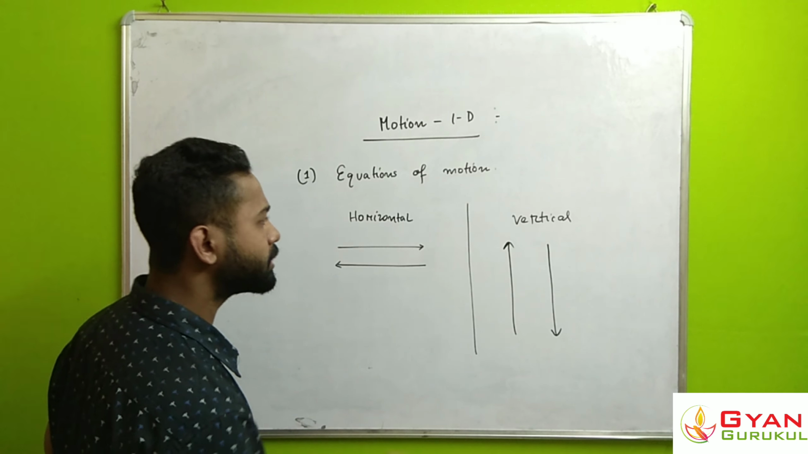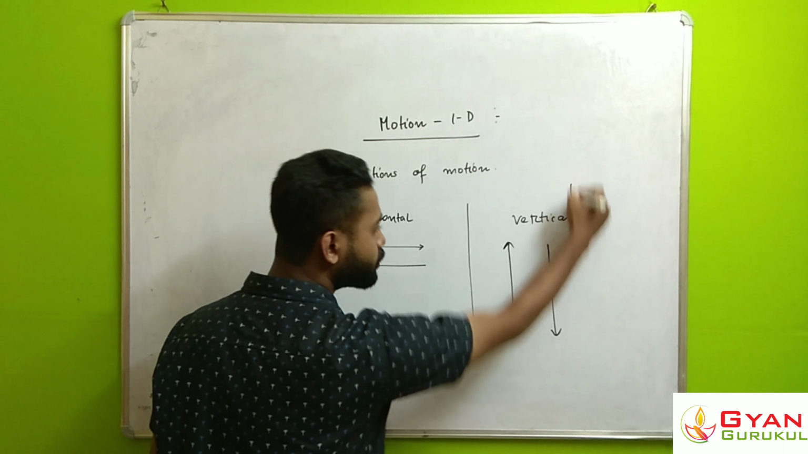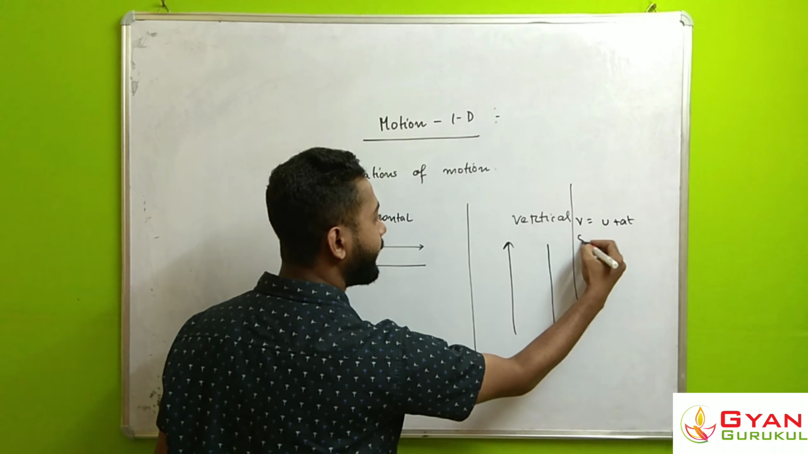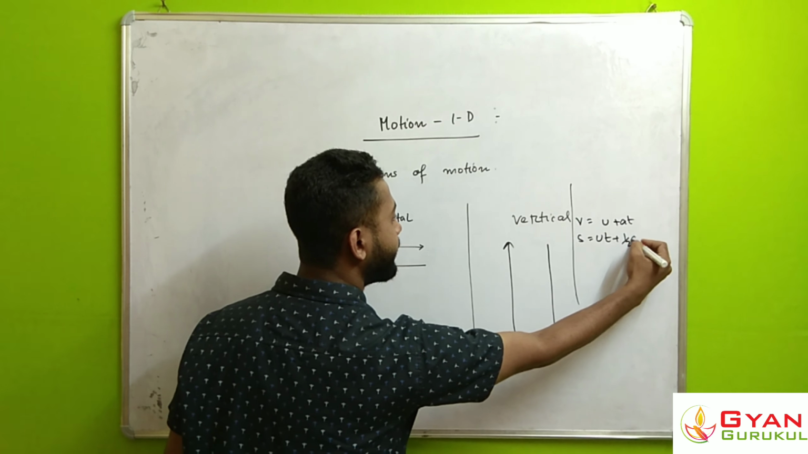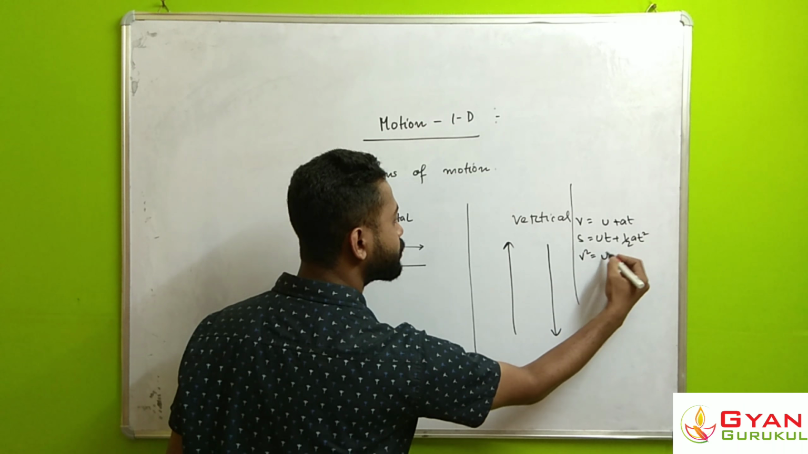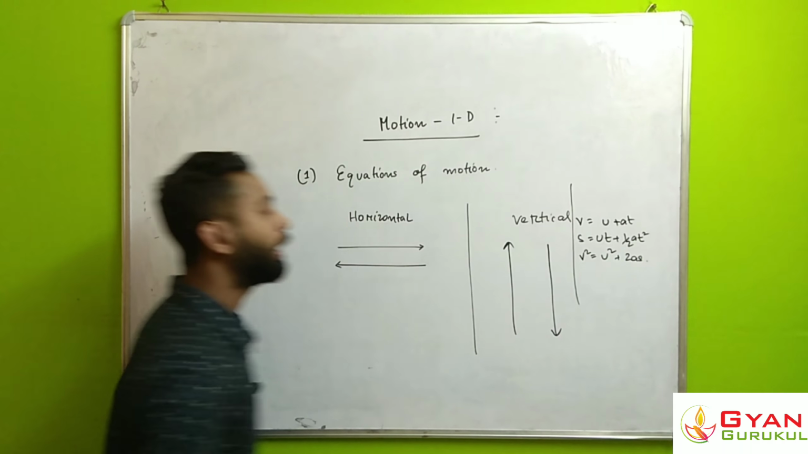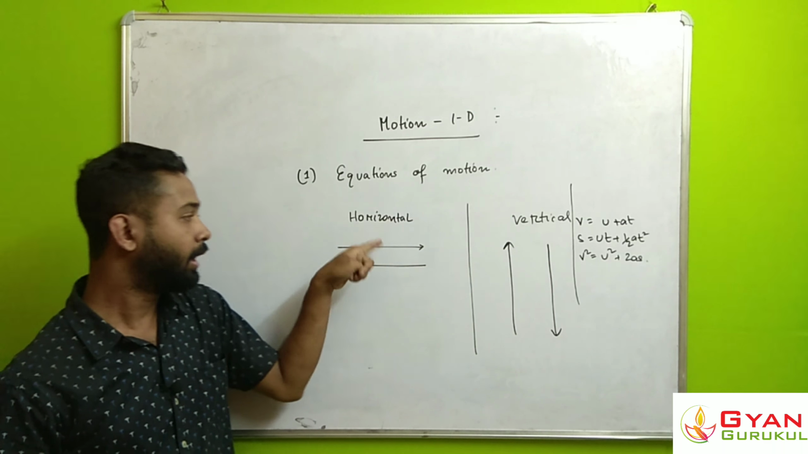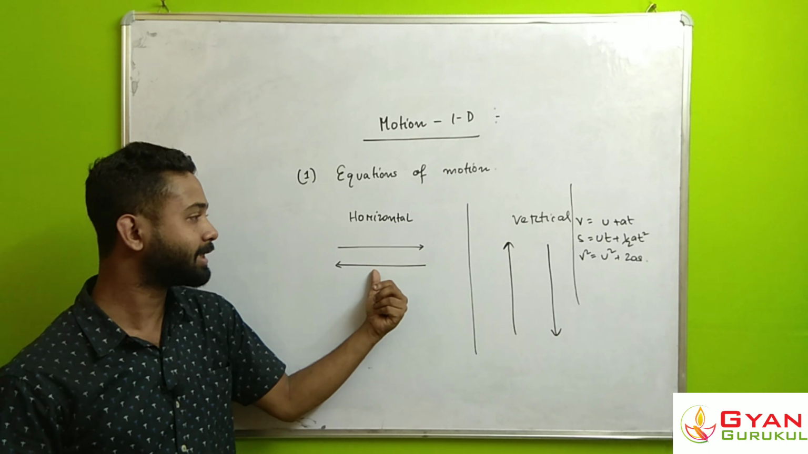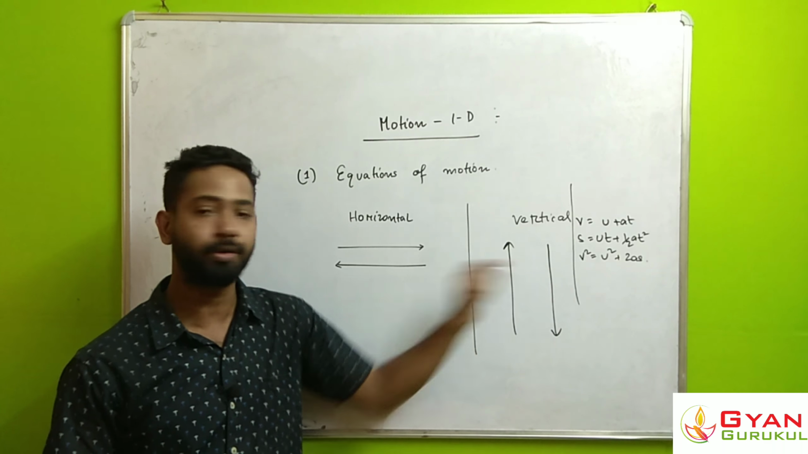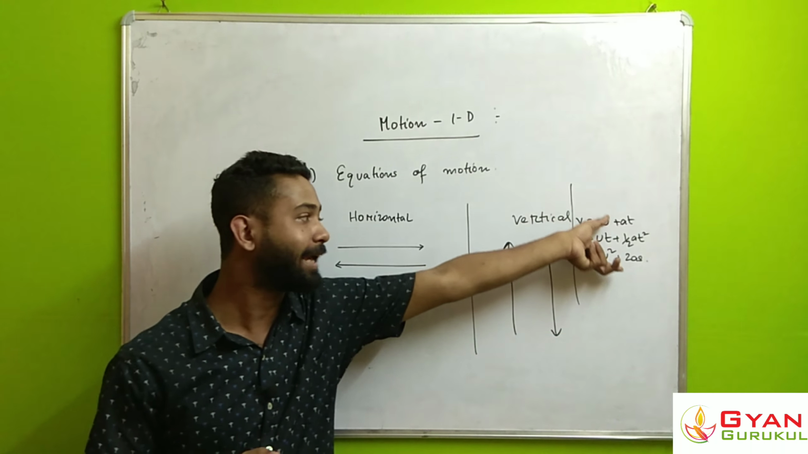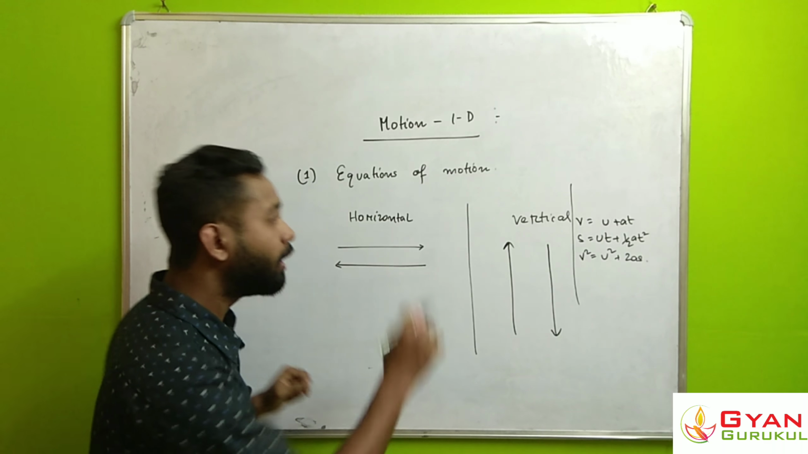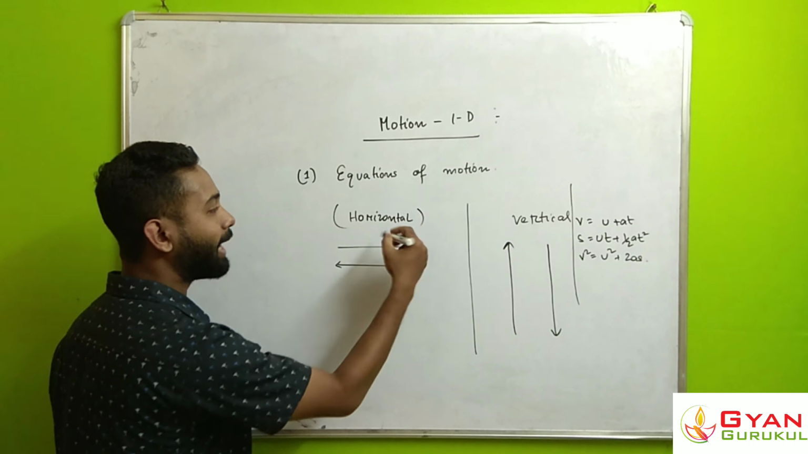Now those 3 equations that we wrote initially, let me write those once again. That was v equals u plus at, s equals ut plus half at square, v square equals u square plus 2as. Now let me say we have 4 different types of motion: right way horizontal motion, left way horizontal motion, upward vertical motion, downward vertical motion. Now let us see how we can divide these three equations into these sub categories. So first of all let us assume the horizontal cases.